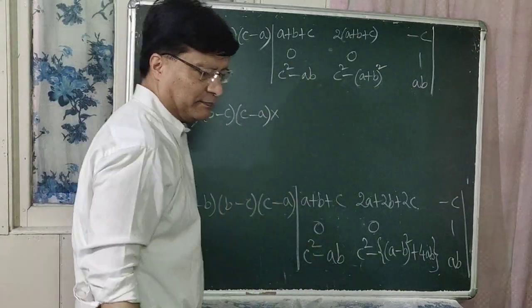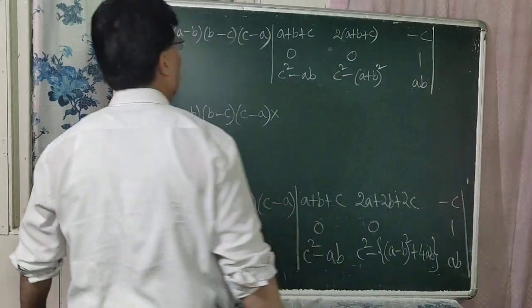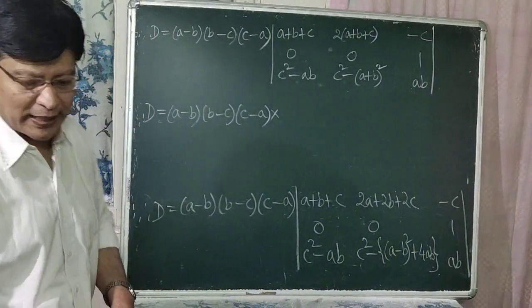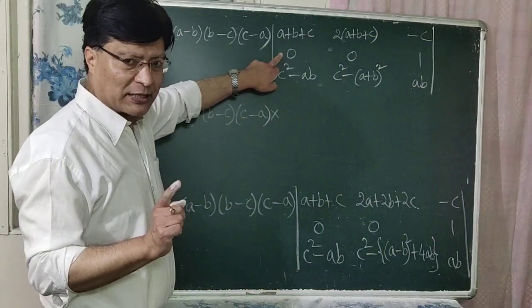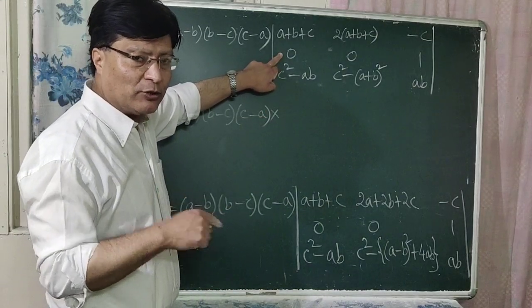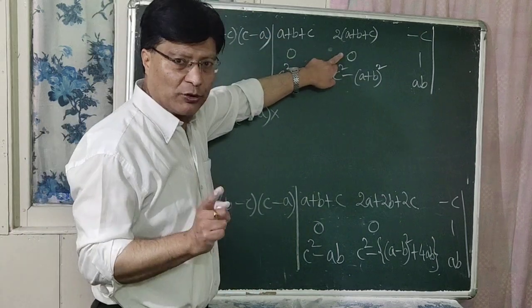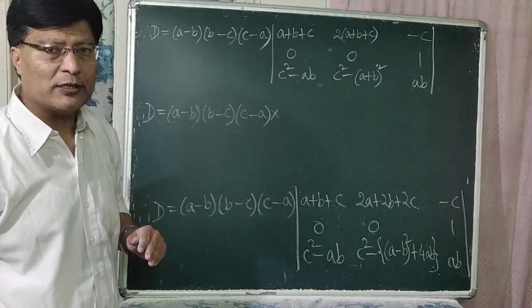Now let us expand it with respect to the second row. Okay? Now it will be minus 0. But you don't have to write it because 0 into any number is always 0. Right? Then comes plus 0. Here also you don't have to write because 0 into any number is always 0.